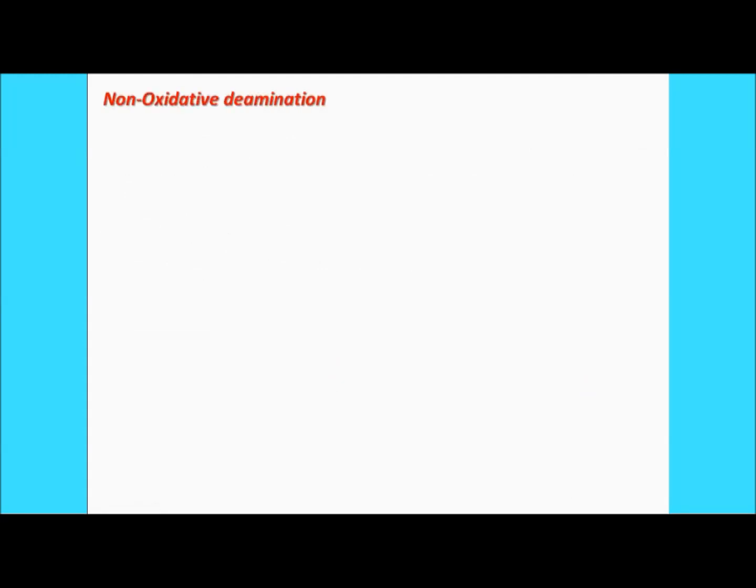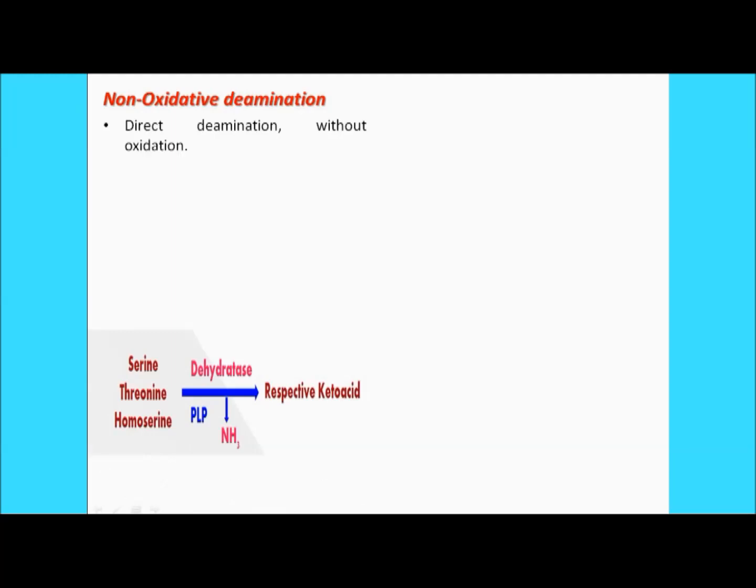Now, what is the non-oxidative deamination? The earlier one was oxidative deamination. The next one is non-oxidative deamination. So this is the example I can show you. The very basic thing is that it is direct deamination without oxidation. Non-oxidative deamination means it's a direct deamination without oxidation. Here oxygen has nothing to play.